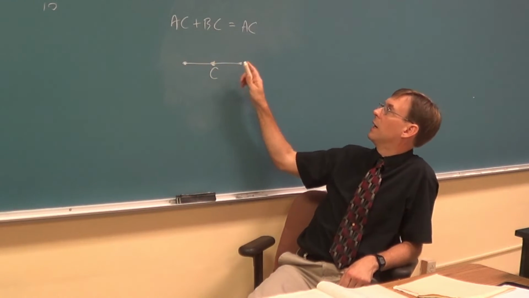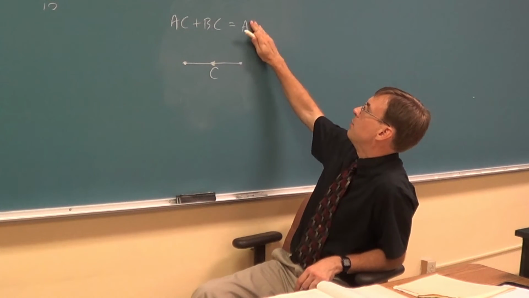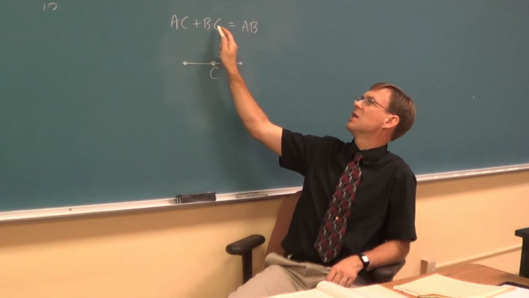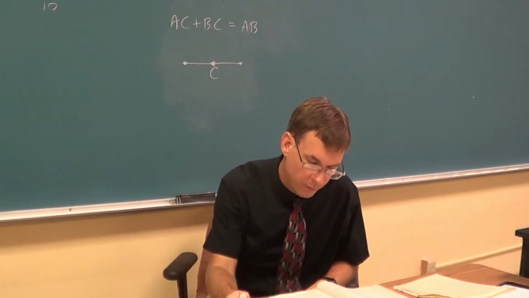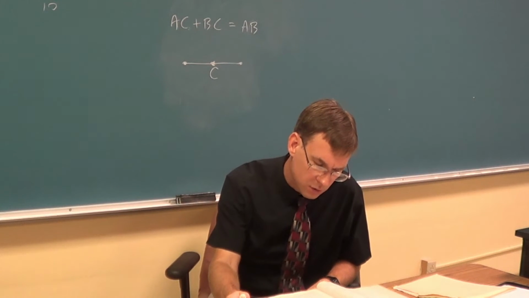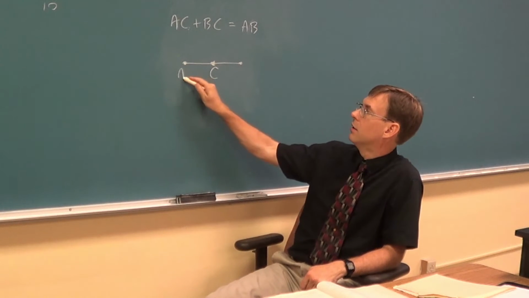C is in the middle. And I copied something wrong. This was supposed to equal AB. Since C is in both of those, C's in the middle. They didn't tell us anything else, so where you put A and B is like, hey, whatever. No one cares.